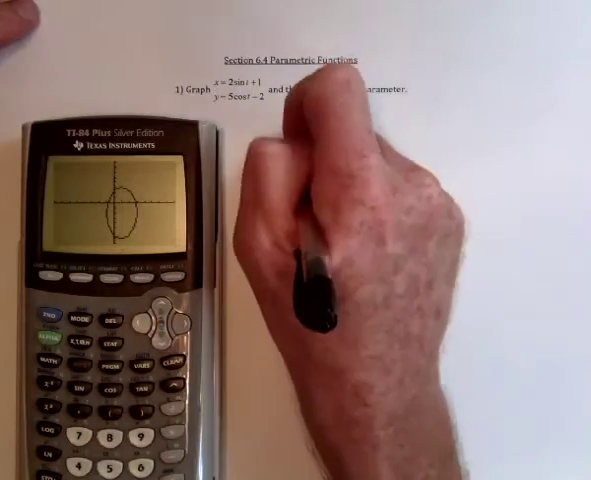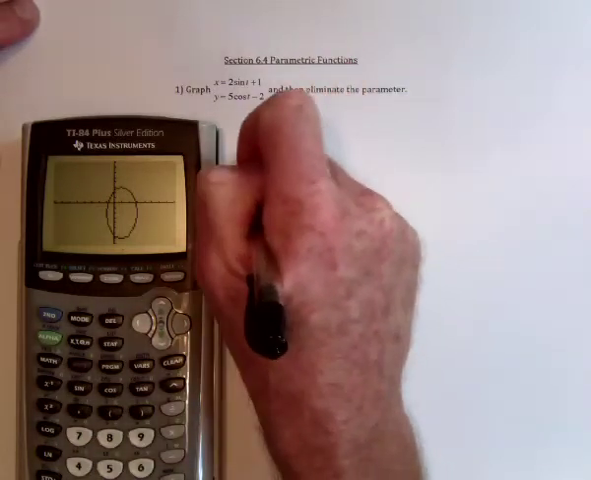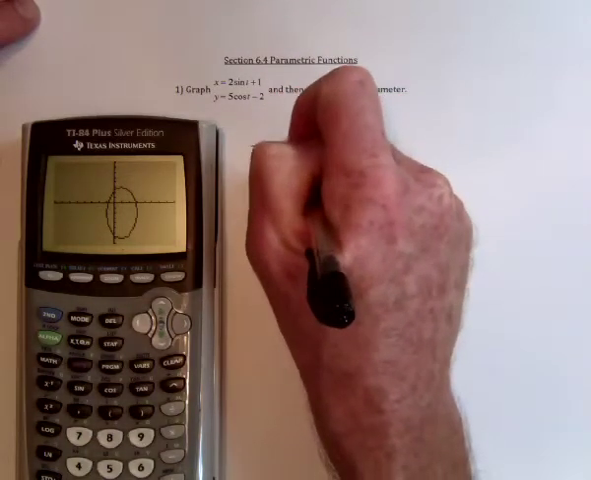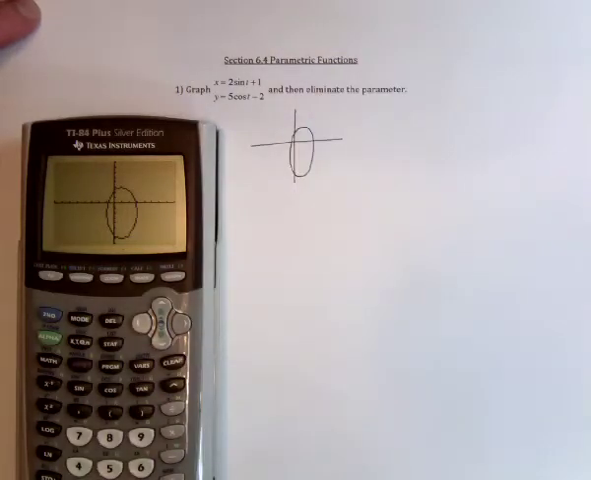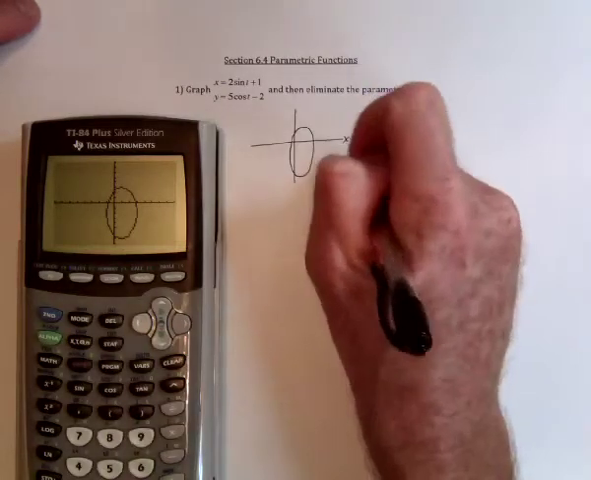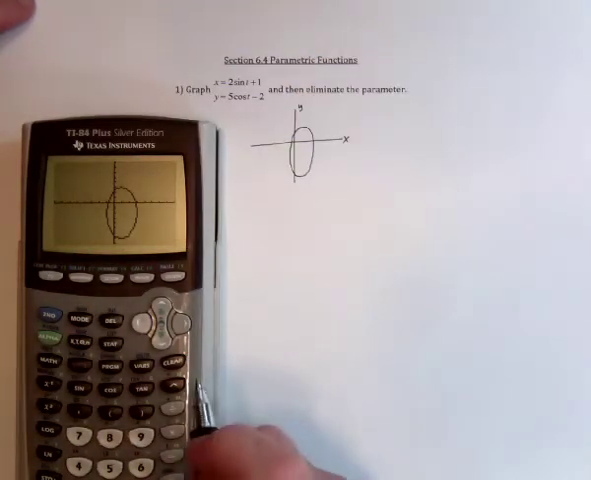So a sketch of the graph is that it's an ellipse that is not centered at the origin. And now we need to eliminate the parameter t and just have x and y.